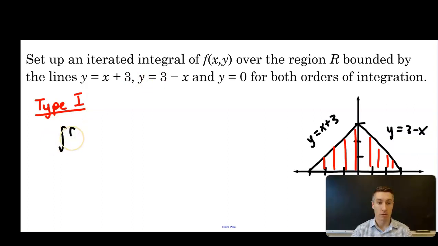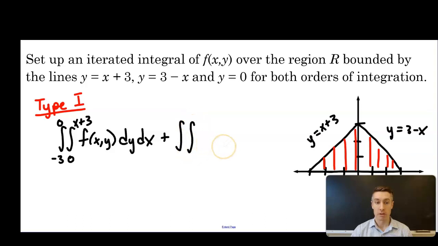So here we have the double integral of the function. Type 1, we're thinking vertically, so dy dx. On the left half, our vertical lines go from 0 to x plus 3, and we're moving along the x-axis from -3 to 0. And then plus, take the double integral on the right half, f of x y, still dy dx. So we're going from 0 to 3 minus x now, and on the x-axis, we're going from 0 to 3. So we might have regions that we have to split.